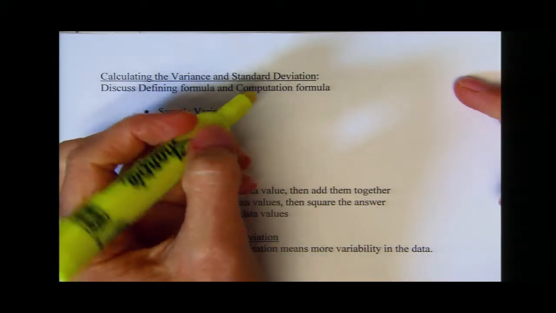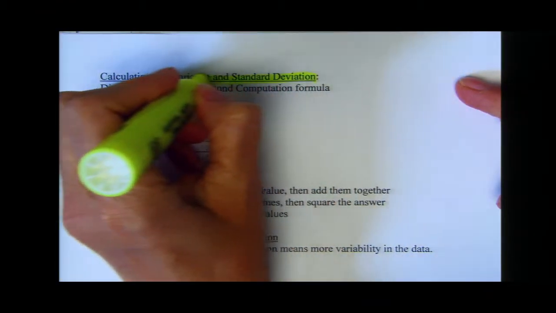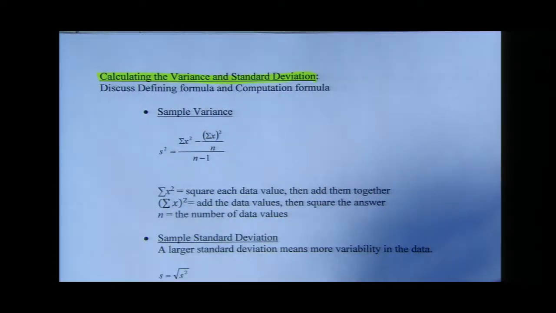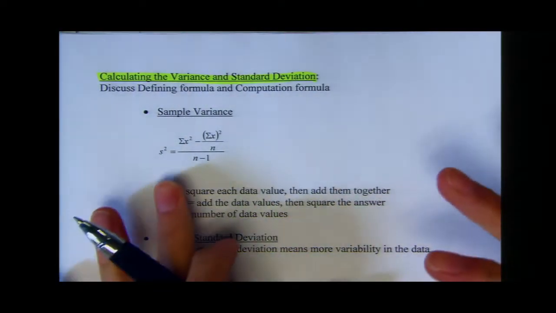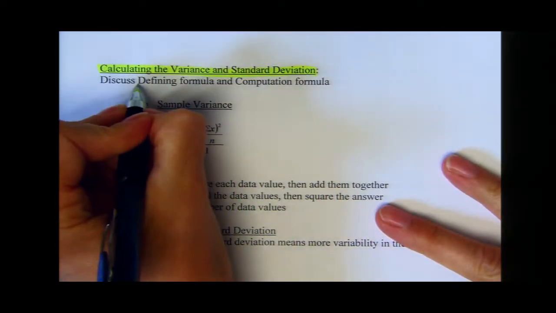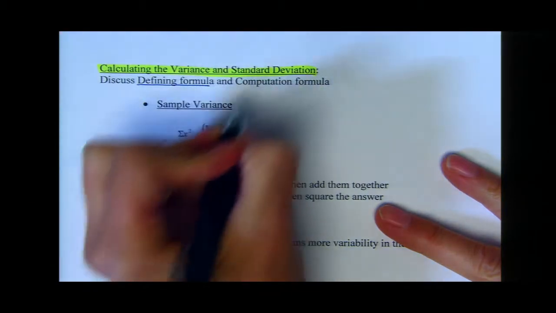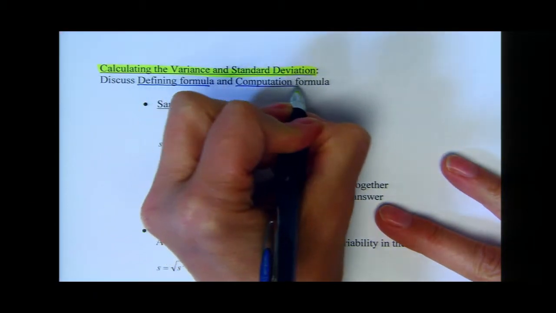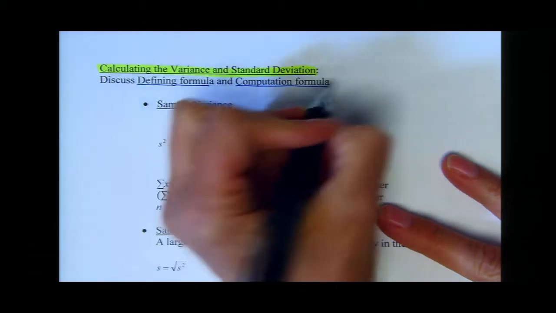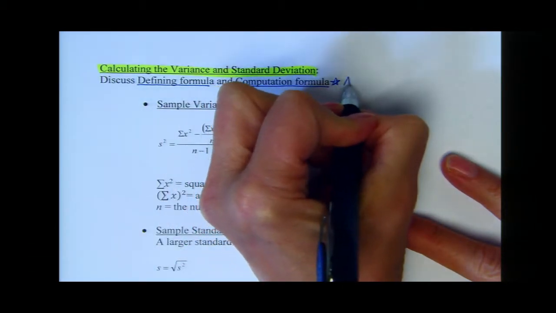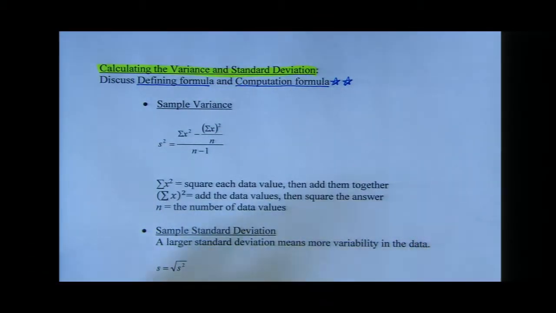All right, so calculating the variance and standard deviation. Now, the book goes into 2 different formulas. One is called the defining formula, and one is the computation formula. What we use, because I feel it is the easier of the 2, is the computation formula. So that's the only one that I'm going to show you. That's the only one that you're required to use.